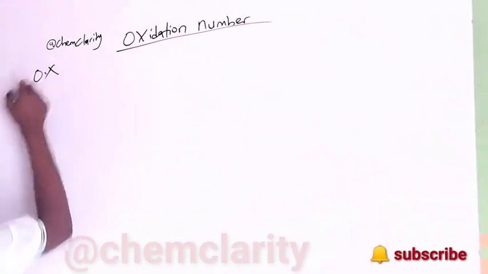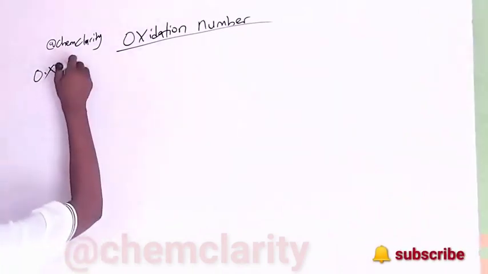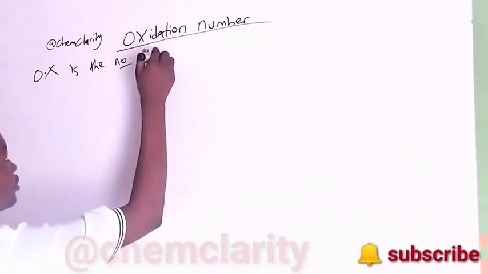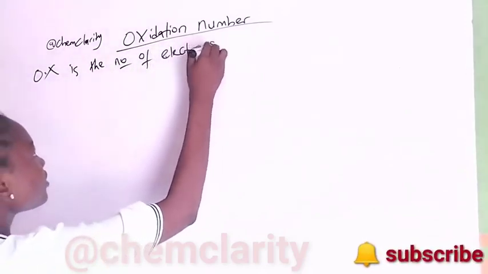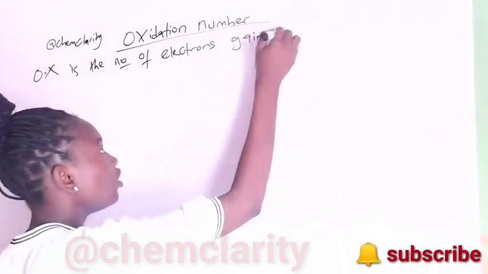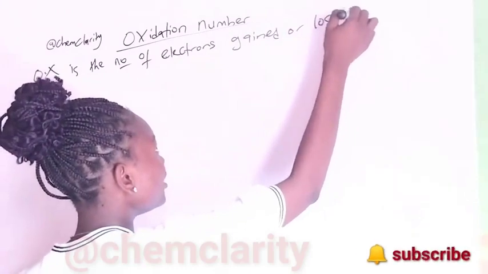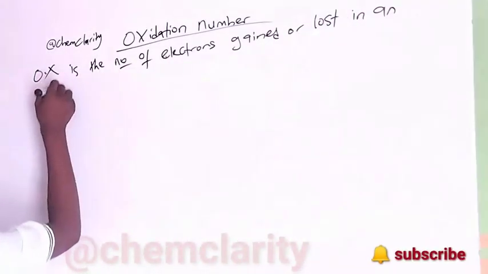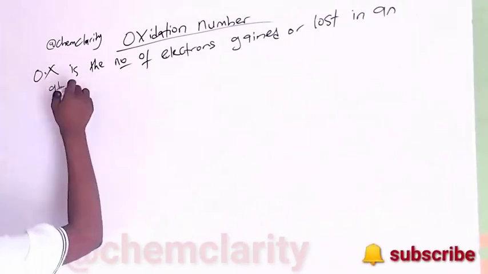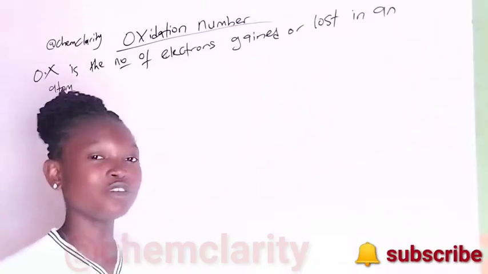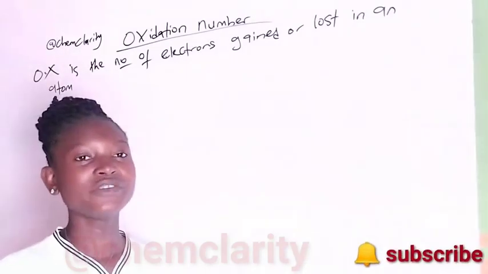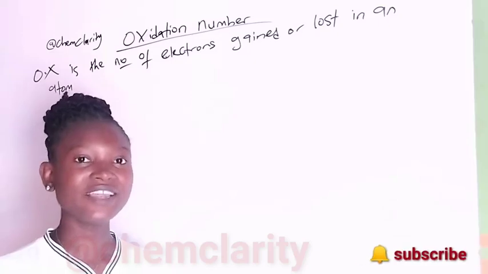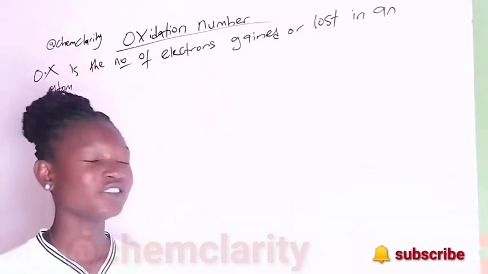Oxidation number, which can be shortened as OX, is the number of electrons gained or lost in an atom. The number of electrons gained or lost in an atom is referred to as oxidation number. Sometimes it can be referred to as valence electron, the valence charge of an atom.